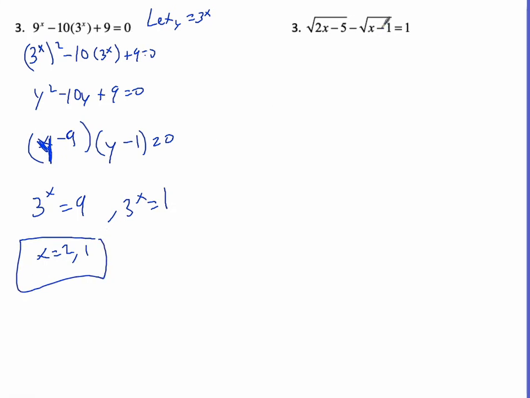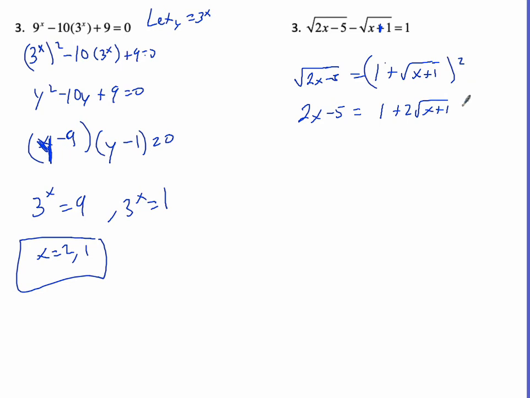Okay, the next one we have a bit of a typo, so let me just change that to a plus. Okay. Now, we want to get rid of the square roots. We're going to have to square it eventually, but it's easier if you isolate the roots like this. And square both sides. We've got 2x minus 5 equals, we've got to square this whole thing, so we're going to get 1 plus 2 root x plus 1 plus x plus 1, this part squared.